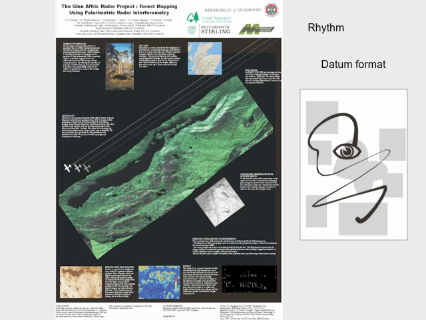And it's what I would call a datum format, in that it is a central piece, and the boxes around it you can actually read in any order. There's no numbers, there's no labels. It doesn't matter if you actually read that information from bottom right to top left.